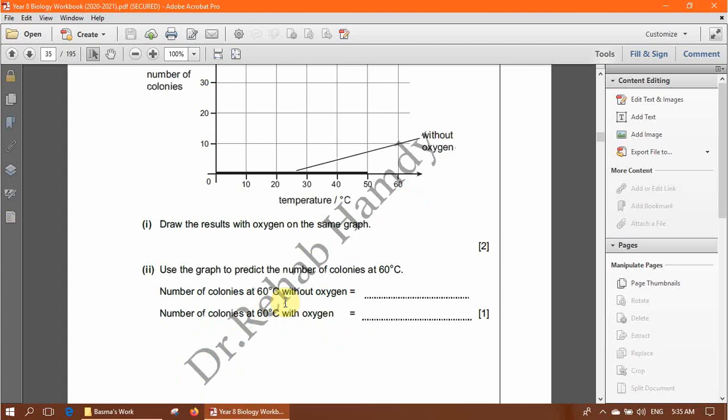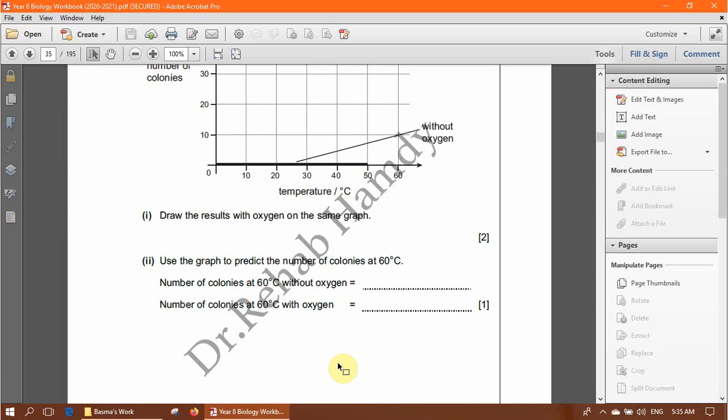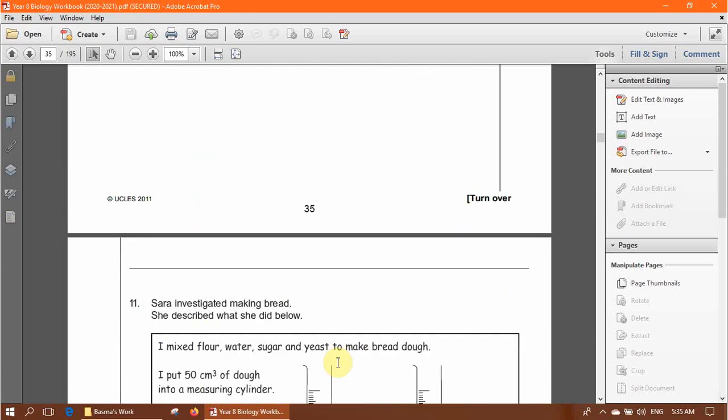Okay, the number of colonies at 60, you're going to predict the number of colonies at 60 without oxygen. It's 0 because the bacteria didn't reproduce in the absence of oxygen. Then what about 60? At 50 degrees, the number of colonies was 21. So here you can write any number below 21. So the range accepted is from 0 to 20. Any number from 0 to 20 is accepted.